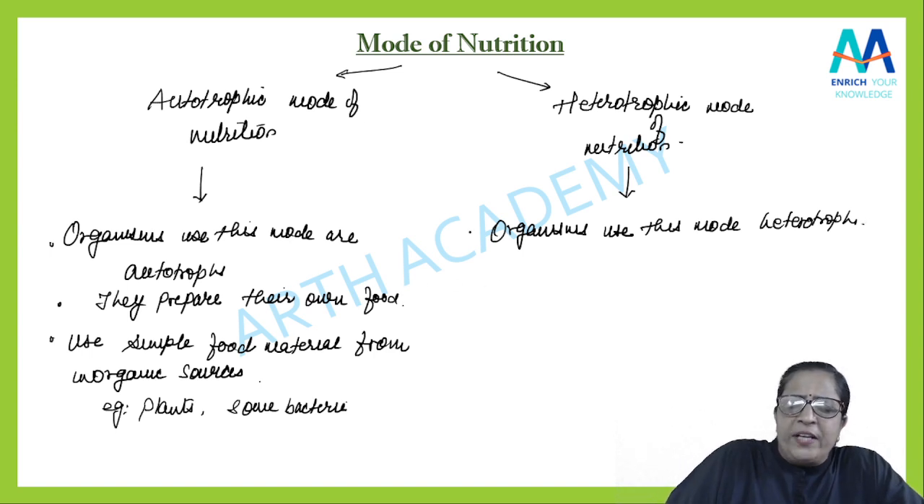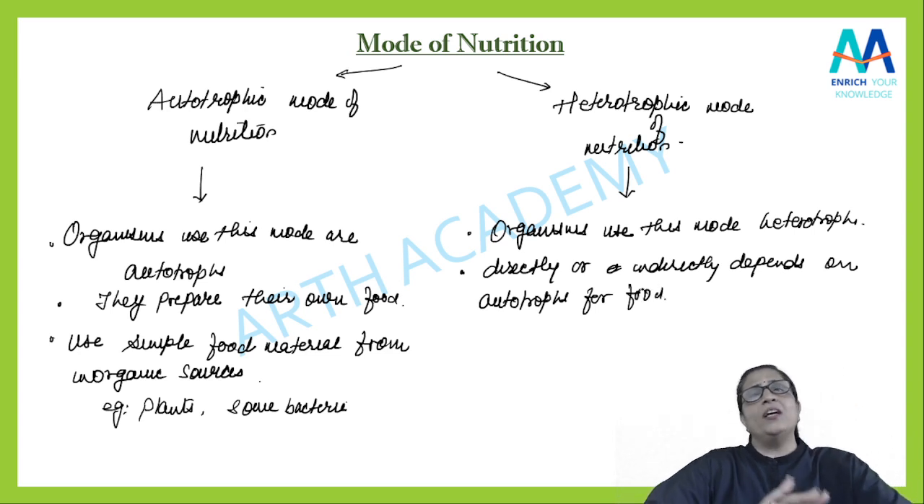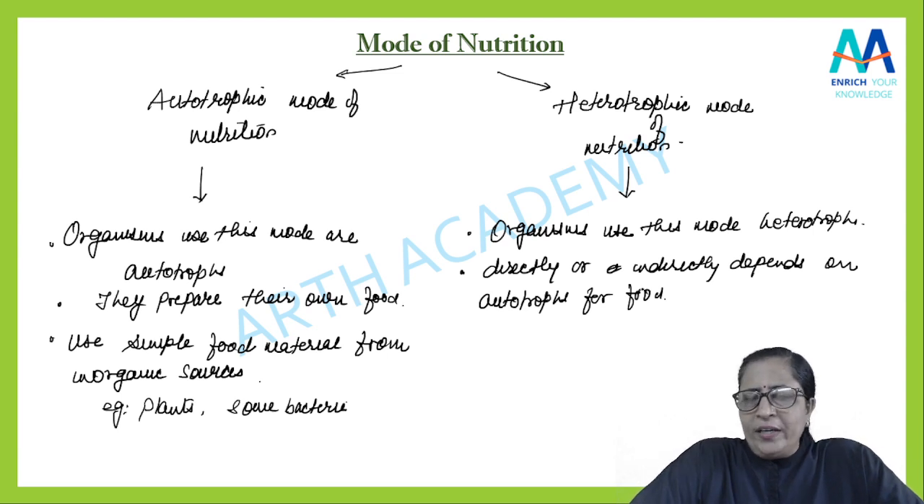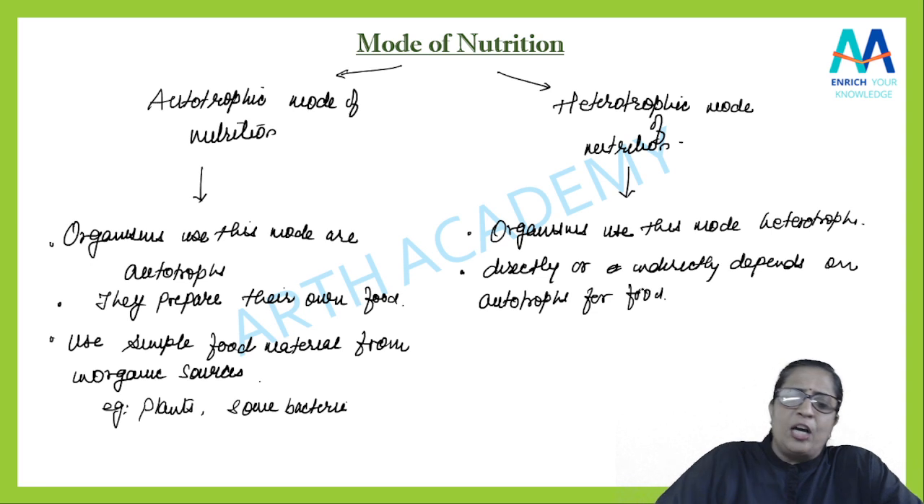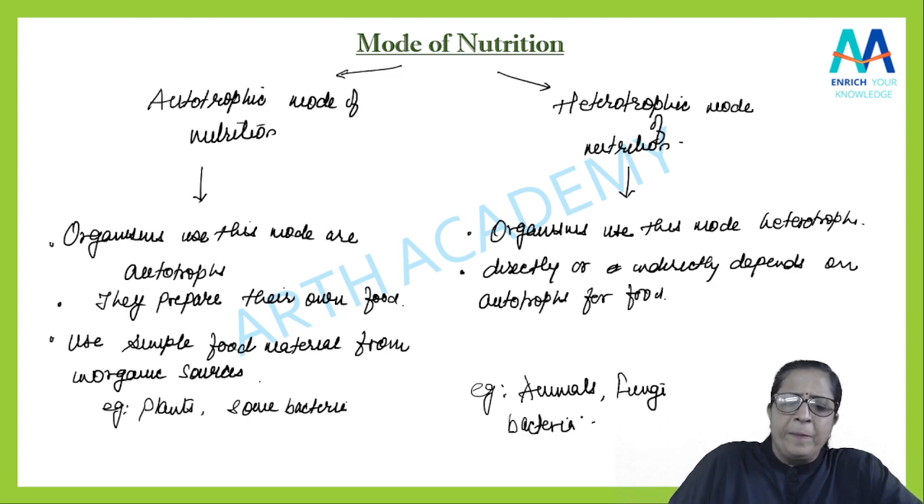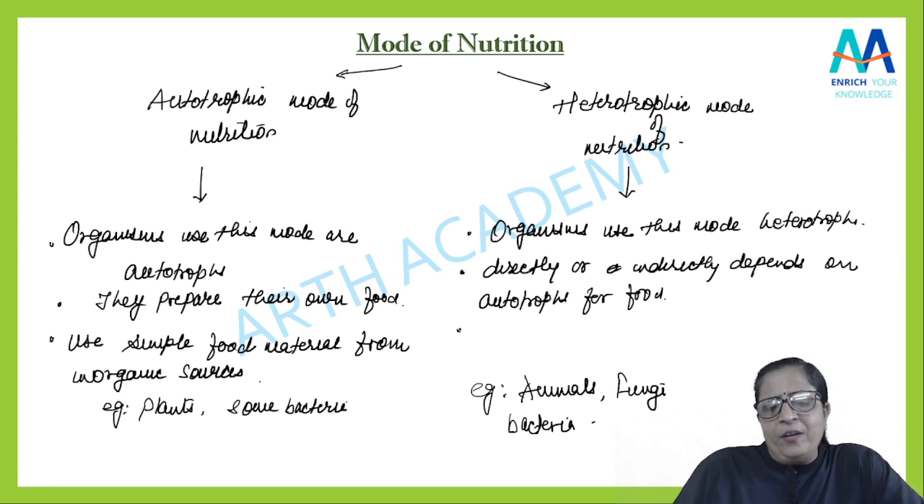So these heterotrophs are not preparing their own food, but directly or indirectly depend on autotrophs for their food. That means they are not making their own food. Got it? Examples are human beings, animals, fungi, and some bacteria. Got it, students? So the organisms utilize the complex substance and break it into simpler ones before they use it as an energy source.